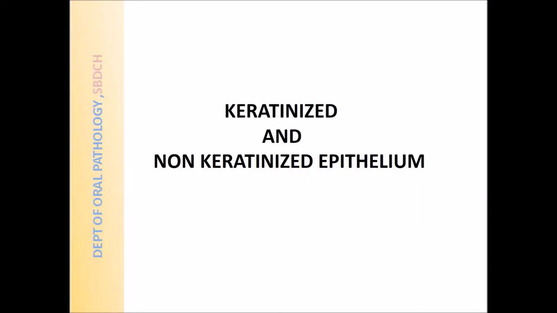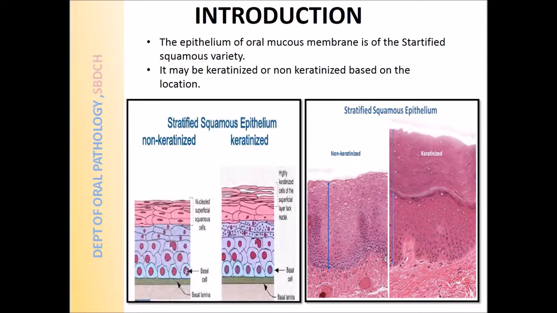Keratinized and non-keratinized epithelium. Introduction. The epithelium of oral mucous membrane is of the stratified squamous variety. It may be keratinized or non-keratinized based on the location.